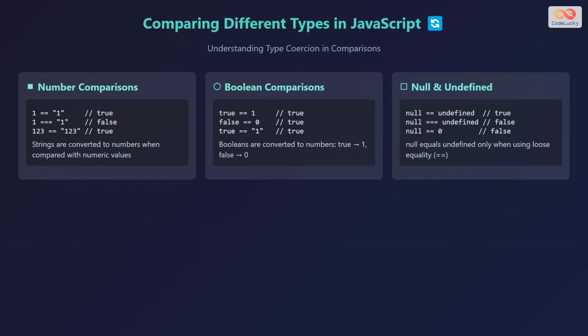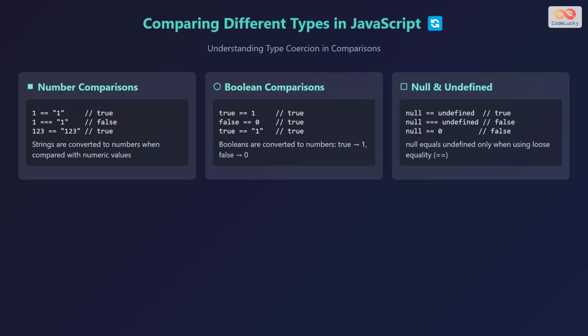Now let's understand type coercion and comparisons. When you compare a number with a string, JavaScript will convert the string to a number. For example, 1 double equals the string 1 is true because the string 1 is converted to the number 1. But 1 triple equals the string 1 is false because of strict type checking. Similarly, 123 double equals the string 123 is true. When comparing Boolean values with other types, Booleans are converted to numbers. True becomes 1 and false becomes 0.